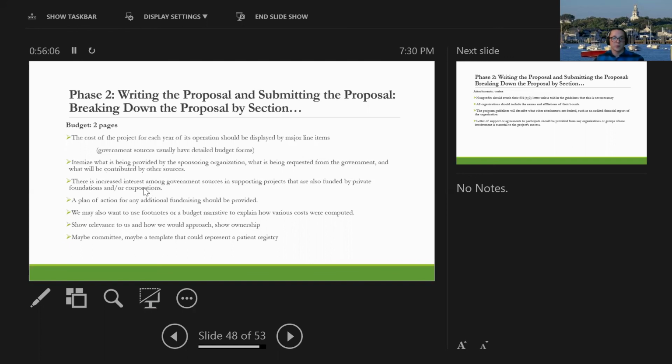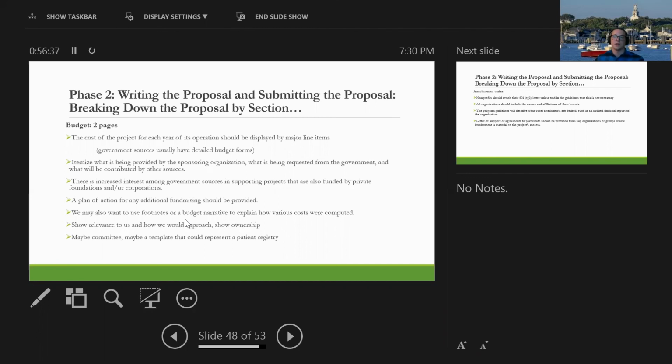There is increased interest among government sources in supporting projects that are also funded by private foundations. So you can look at that as a public-private collaboration. Just keep that in mind as a resource. And we may also want to use footnotes or a budget narrative. Yes, use a budget narrative to explain how various costs were computed.